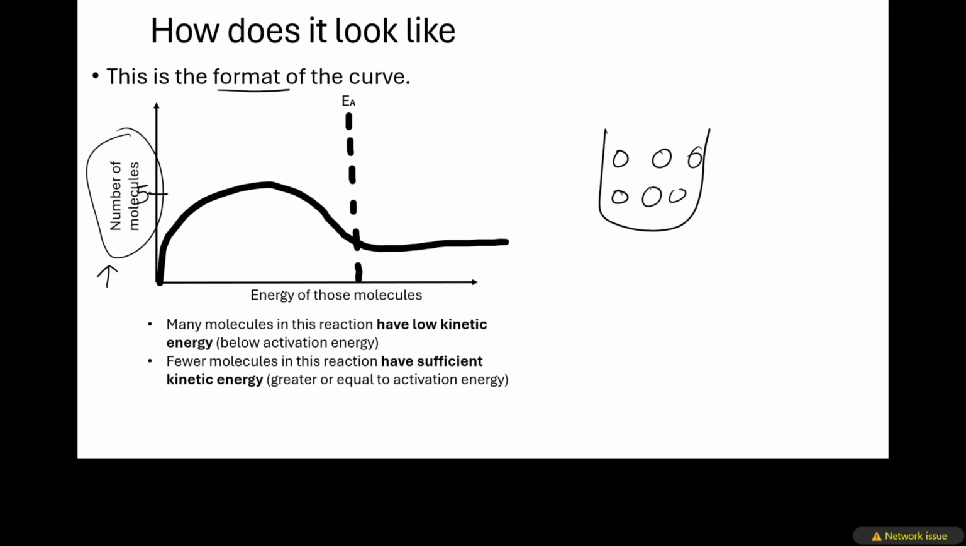Then the x-axis shows the energy of those particles. Remember, the energy of the molecules, or the particles rather. So the energy just refers to how much kinetic energy do they have. So maybe this one has got 2 joules of energy, maybe this one has got 3 joules, maybe this one has got 5 joules. I'm just giving an example. So this is the energy that we write here.